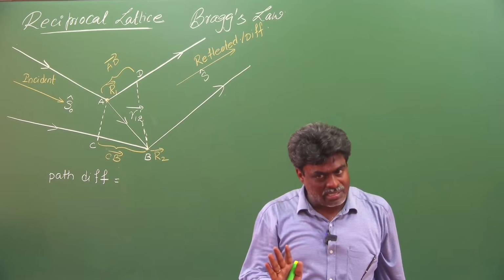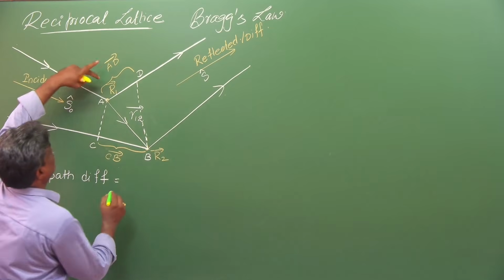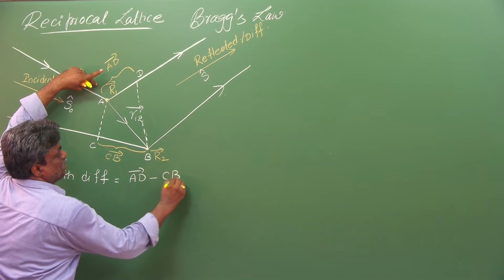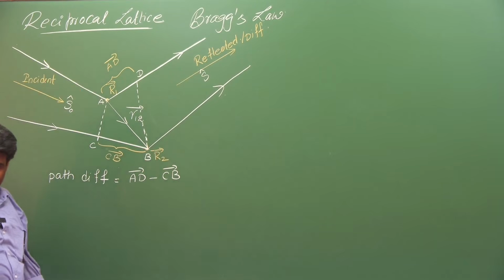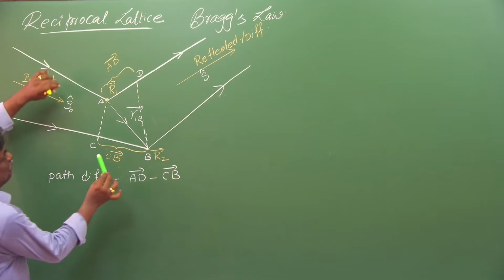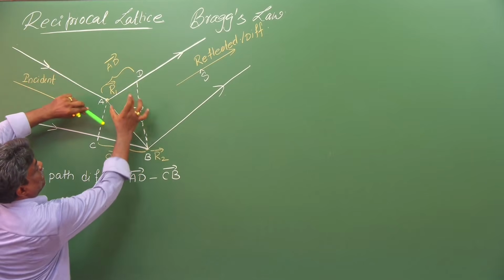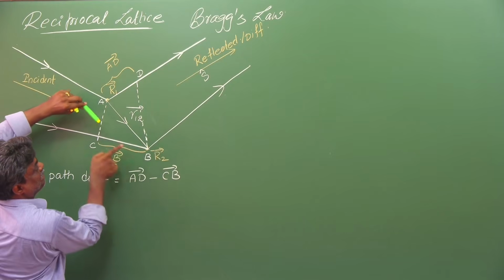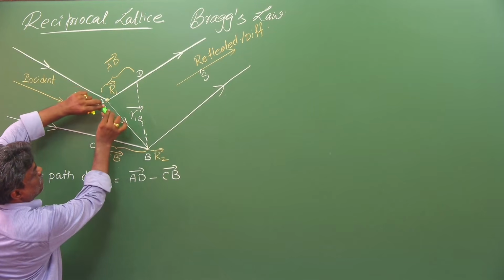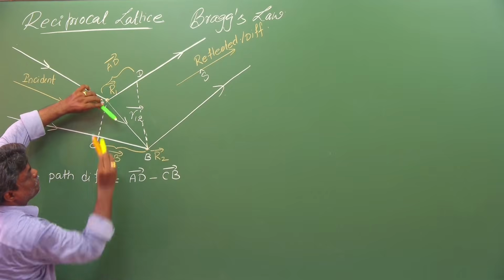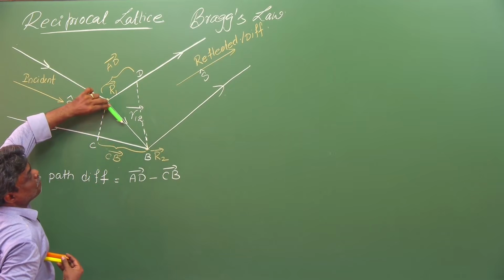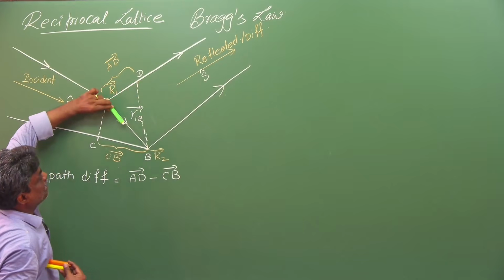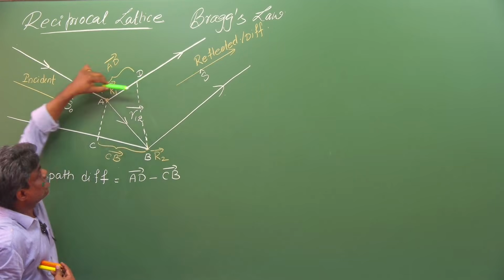The path difference, I can take this as AD bar minus CB bar, or BC bar, whatever it is. Ready? Now carefully tell me, if I want to get this length, this is my R12 bar. Carefully observe, R12 bar. Are you seeing the board? If I project R12 bar along S cap, shall I get this distance?